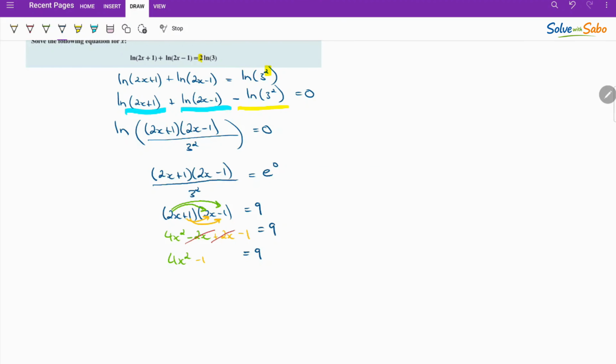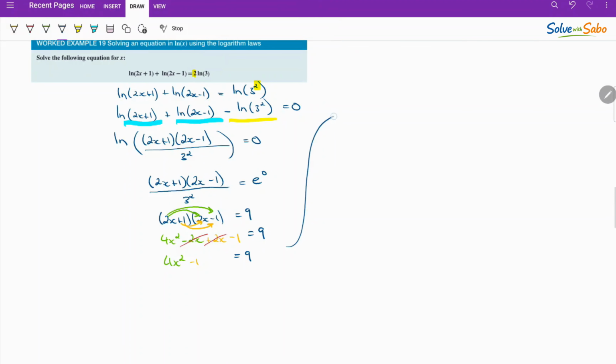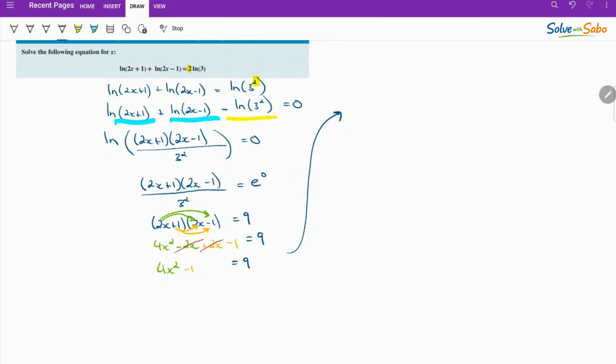Next thing I'm going to end up doing is just moving things around and doing some rearranging. So what I mean by that is, I'm going to bring this up here now so I can continue. So what that means is 4x squared take 1 equals 9. So 4x squared equals 9 plus 1, or 10. Then I'm going to divide by the 4. I can simplify this fraction down to 5 over 2. And then the last thing I would need to do is do the square root. So again, plus minus the square root of 5 over 2.